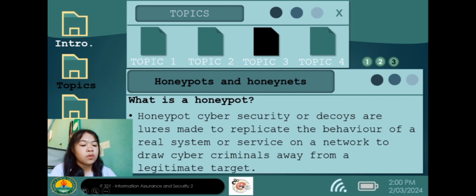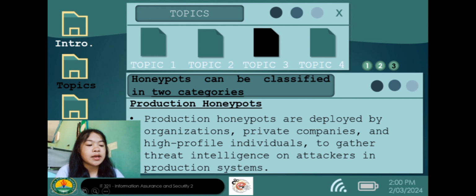Like what I said a while ago, it's typically a computer system or a network resource that appears to be part of a legitimate network but is actually isolated and monitored. Honeypots can be classified into two different categories. The first one is the production honeypots.